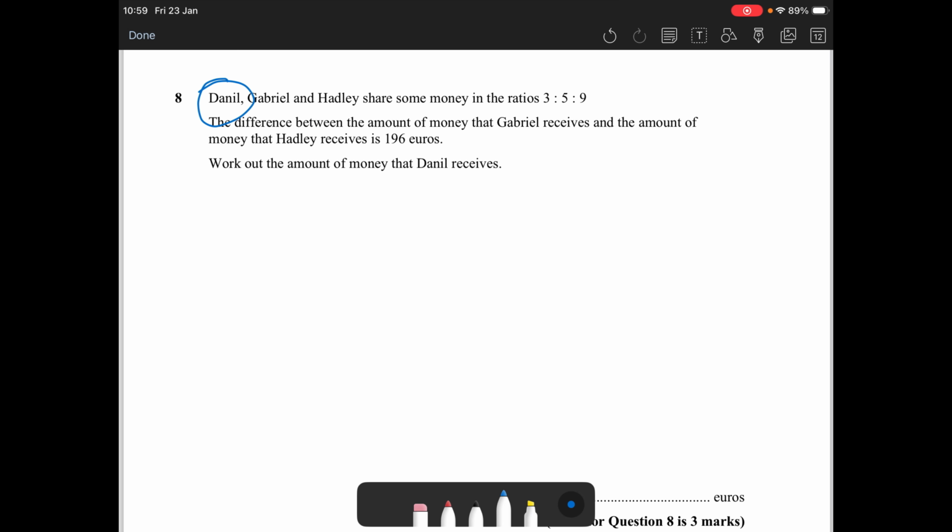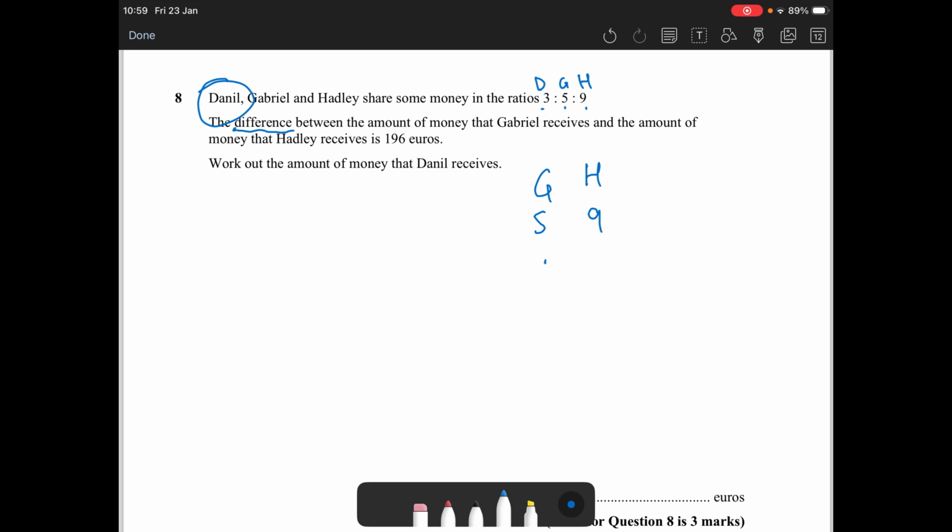Okay, so this is a difference in ratios. This is not, and do not fall for the trap of doing 196 divided by 3 plus 5 plus 9. This is not that question. So, right, let's see. Daniel, Gabriel, and Hadley, D, G and H, they always follow the same order in ratios. The difference between the money Gabriel, who gets 5 parts, and Hadley, who gets 9, is 196.